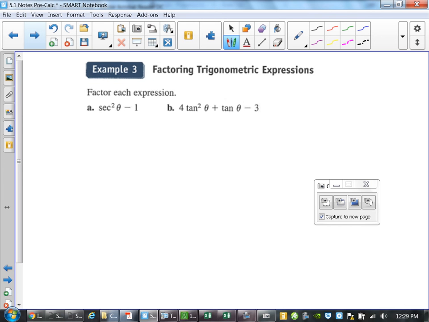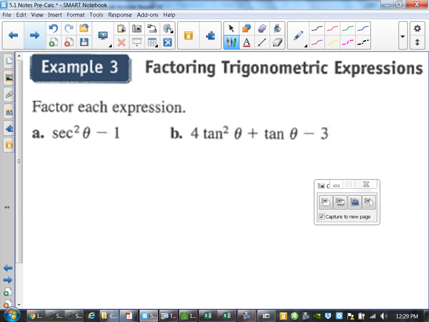Hey, let's see if you can do this. Let's factor trig. Secant squared theta minus 1. Let's factor it. Hey, this is kind of like U substitution, in a way. You guys ever remember seeing U substitution before? Do you know what that means?